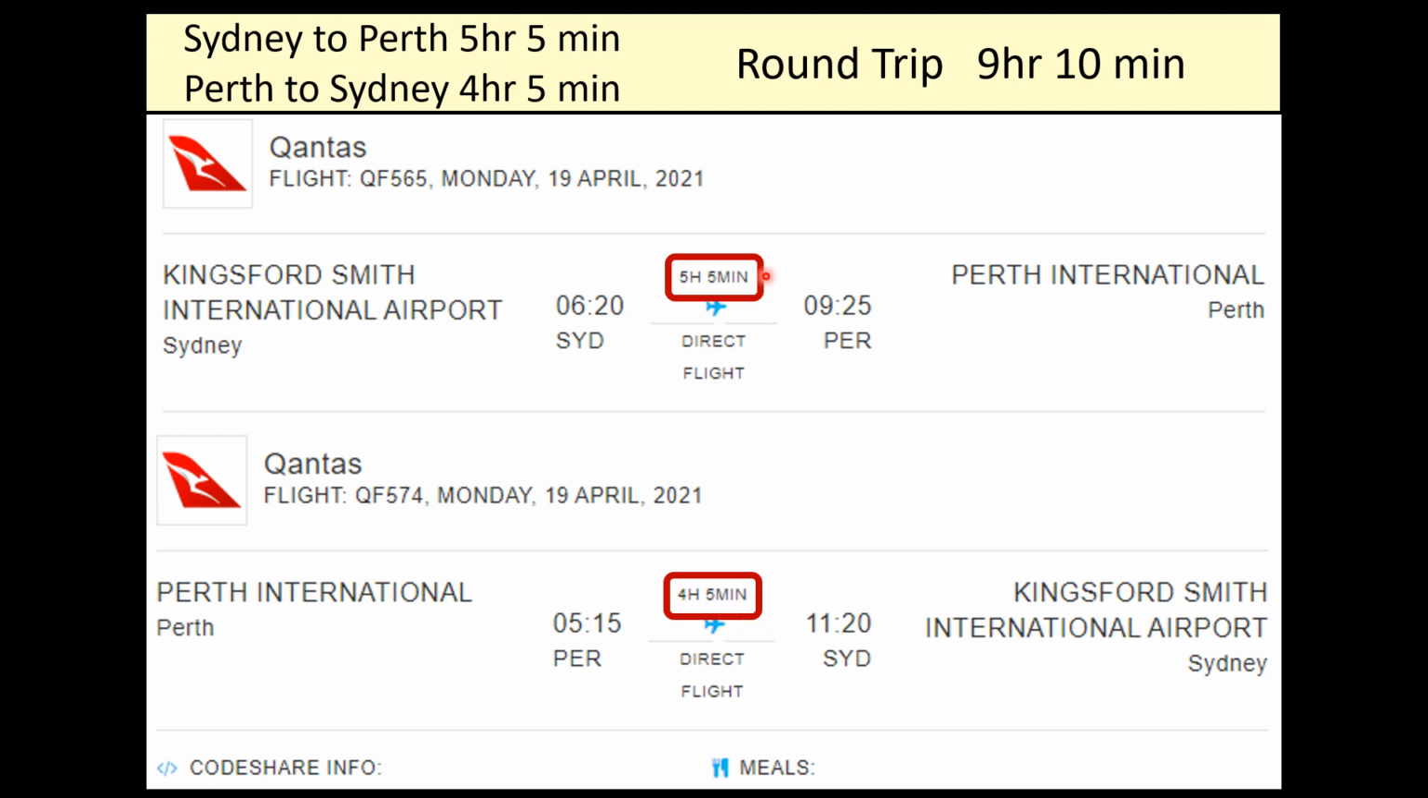Now it's not uncommon to see a difference in the different directions because of prevailing winds. So Sydney to Perth is probably with a pretty good headwind, and the reverse flight is with a good tailwind. So that's why I'm going to use the round trip total, and that would be 9 hours and 10 minutes.